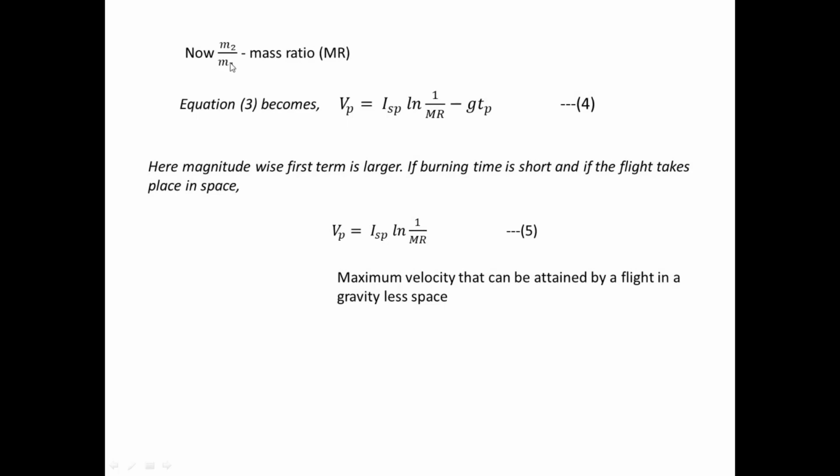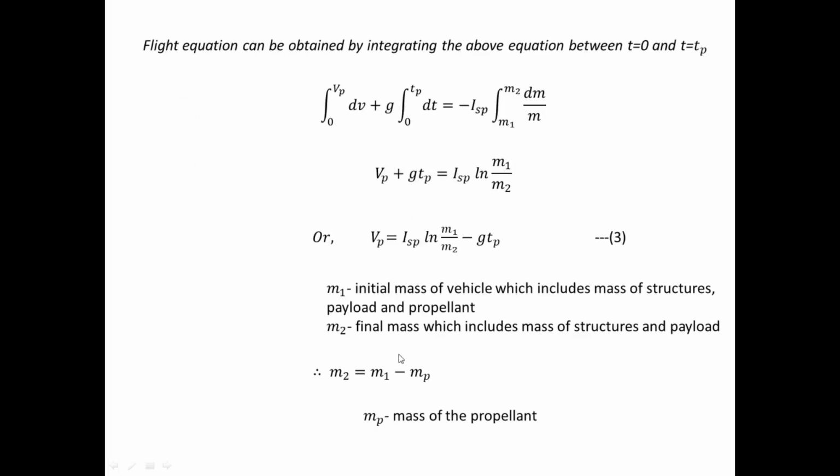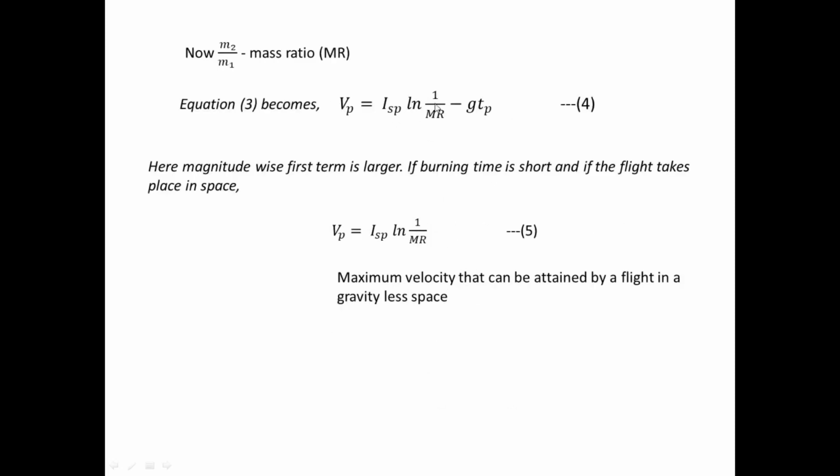The m2 by m1 term, the final mass by initial mass of the rocket, is known as the mass ratio. So Vp can be written as Isp into ln of 1 by mr, minus g Tp. This is another form of the rocket equation in terms of mass ratio. Now if the flight is happening in outer space, obviously the g value will be 0, so the second term will be 0. The final velocity will be equal to Isp into ln of 1 by mr.